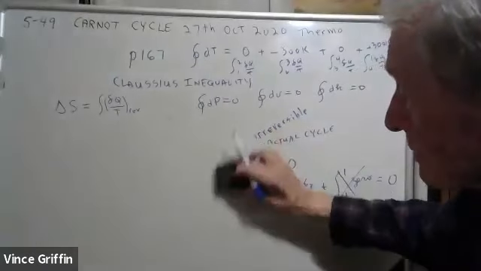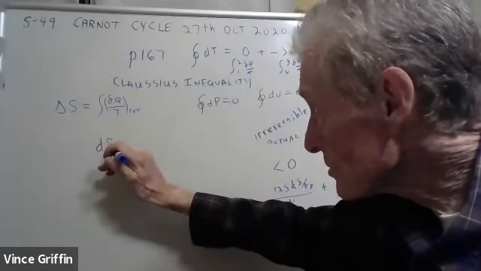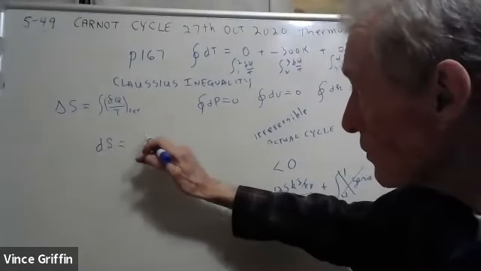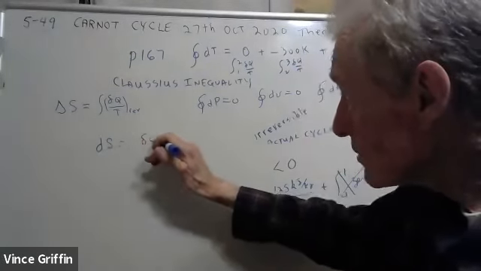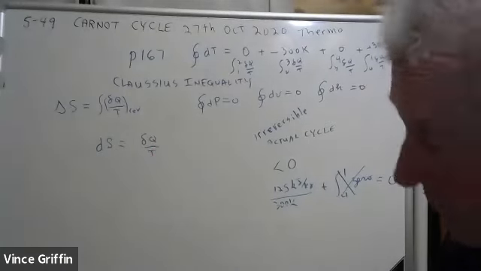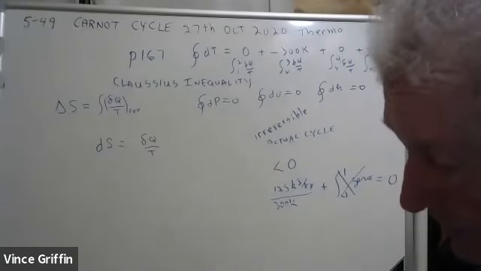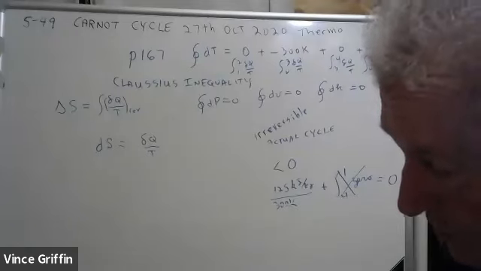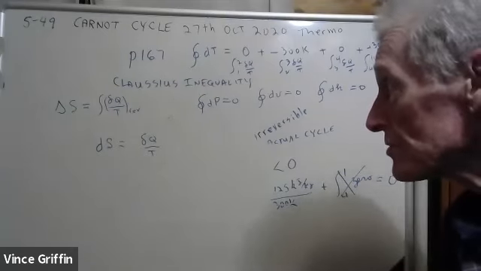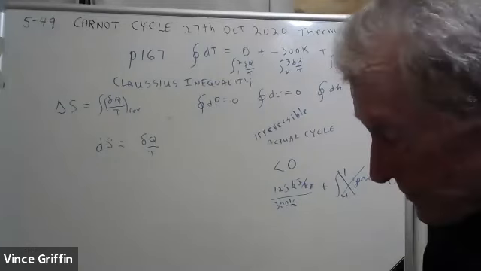Now, if you want to write it in little small amounts, the change in entropy for a very small process, not a big one, will be the delta Q over T. So we have our entropy change. It's the amount of heat transfer divided by the temperature at which it's transferred in Kelvin in a reversible cycle, or in this case, a reversible process.